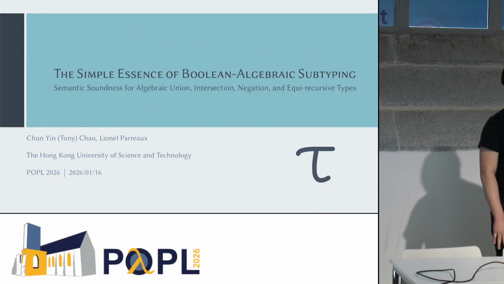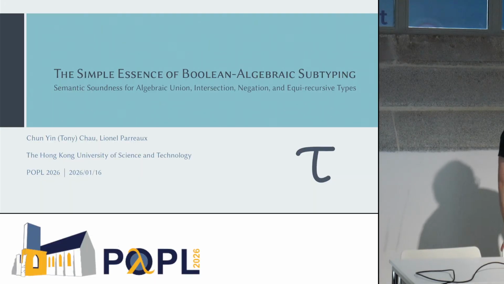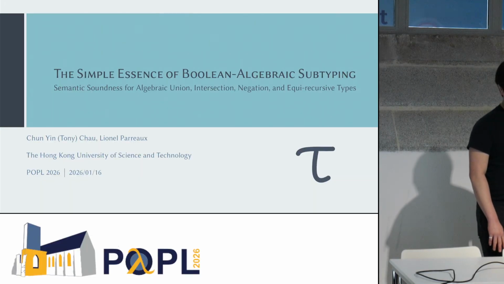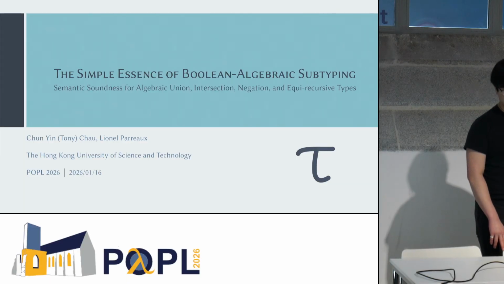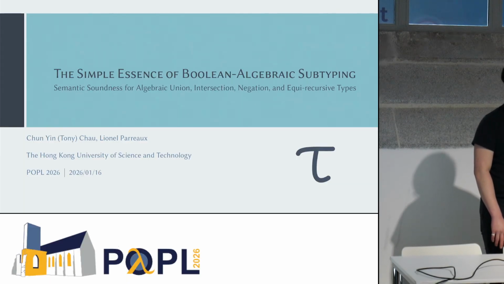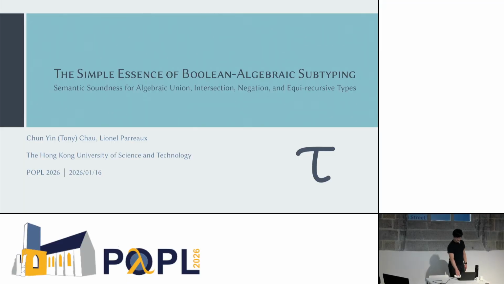Hello, everyone. Welcome to my talk, where we are going to discuss the simple essence of Boolean-Algebraic subtyping, where we are going to explore the semantic soundness for algebraic union, intersection, negation, and equi-recursive types.